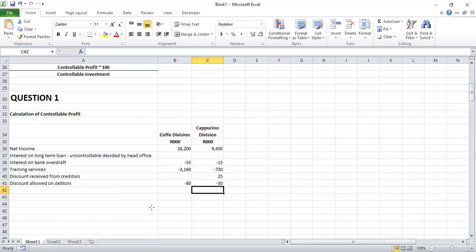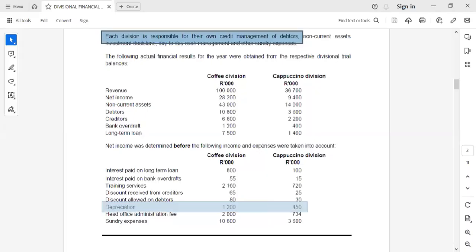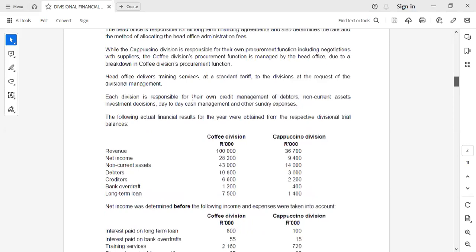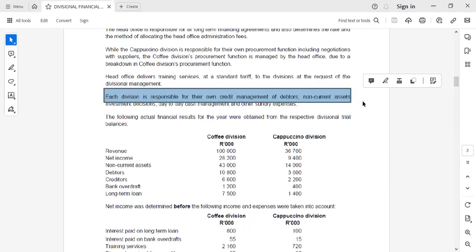Then we have depreciation. Each division is responsible for non-current assets. That means we'll also take into account the depreciation. Unlike relevant costing, where we say depreciation is a non-cash item, here, when we calculate our residual income, depreciation is taken as a normal expense, but only if the division management is responsible for the non-current assets. So we would include the depreciation.